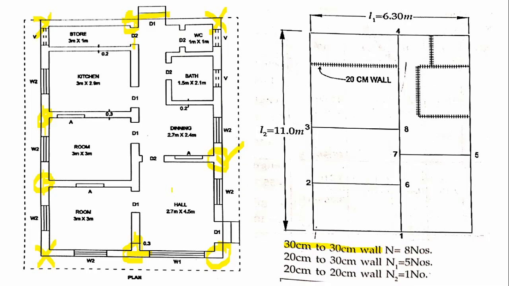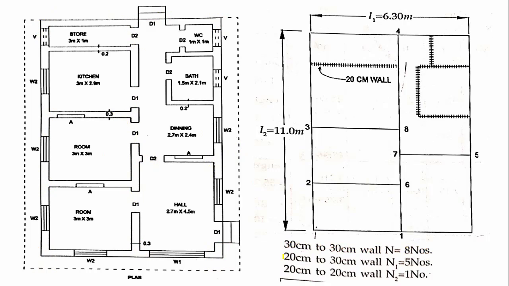Then next, all exterior junctions have been covered. Next we will go inside. This is 300, this is 300, so here we will have one junction. Then this wall is 300, this wall is 300, so here we will have one junction. This wall is 300, this wall is 300, here we will have the junction. So these are the junctions of 30 centimeter to 30 centimeter walls. Therefore, in total we have 8 numbers.